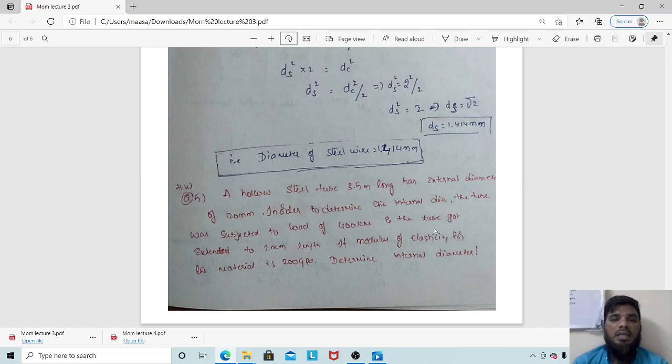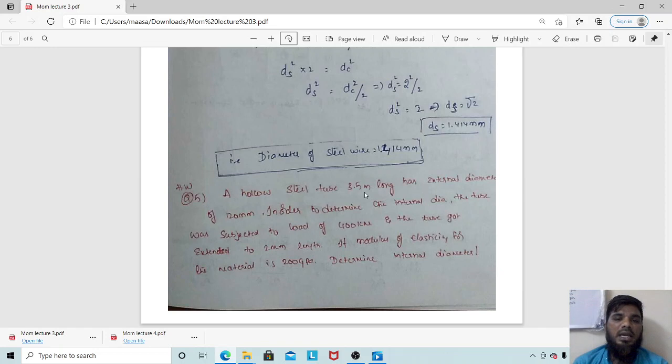And the tube got extended by 2 mm. Extended is nothing but extension or deformation, so this is nothing but your delta L. How much is the delta L? 2 mm delta L is happening. If modulus of elasticity for the material is 200 gigapascals. What is giga here? 10 to the power of 9.